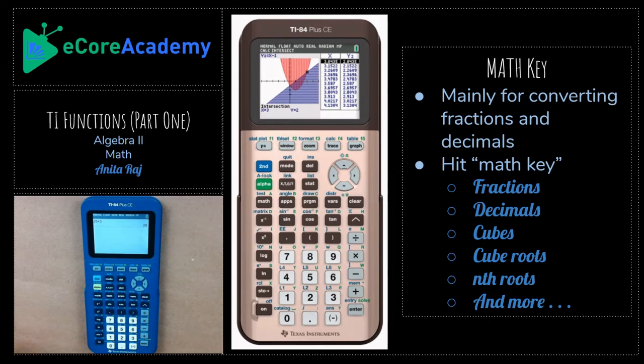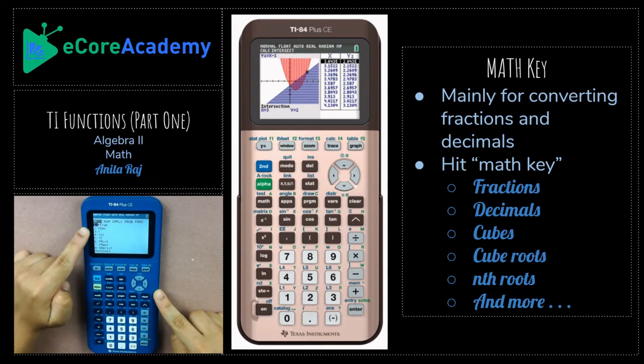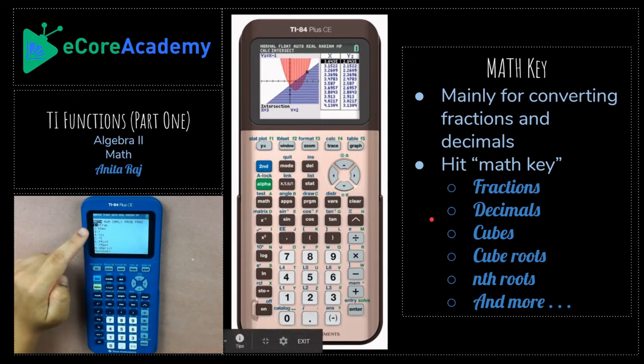So first you want to hit the math key. So the math key is right here. Right underneath the second key is the alpha key, and right underneath the alpha key is the math key. So you want to hit the math key. If you come over to my webcam, I have the math key right here. Press that, and you get this whole menu of different operations that you can do. So the first one is, like I've listed up here, you got fractions, you got decimals, you got cubes, cube roots, nth roots, and so many more.